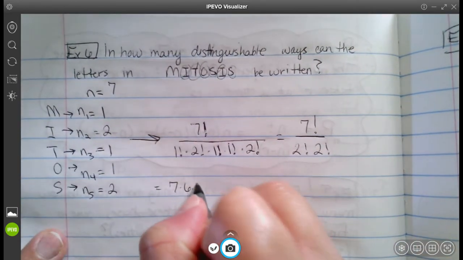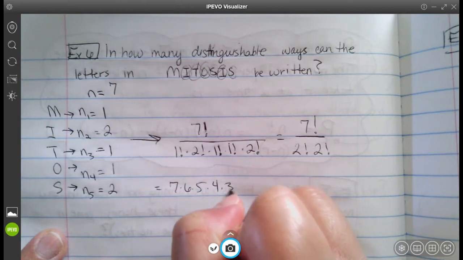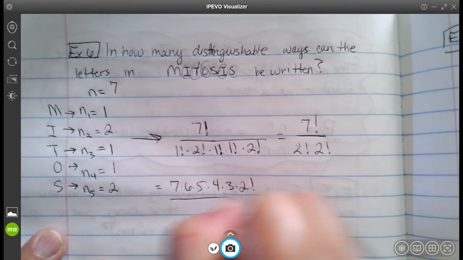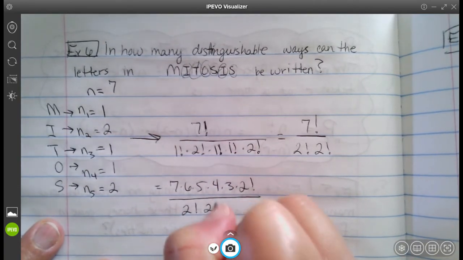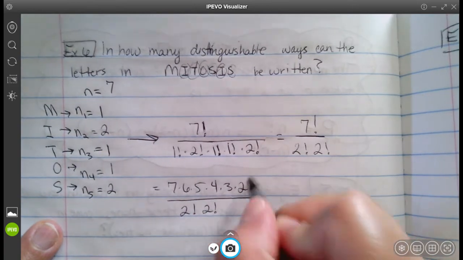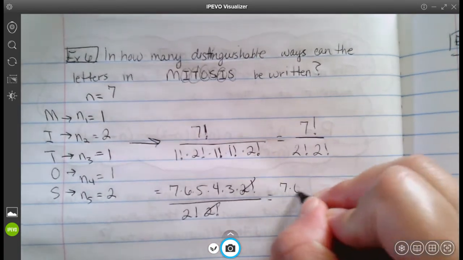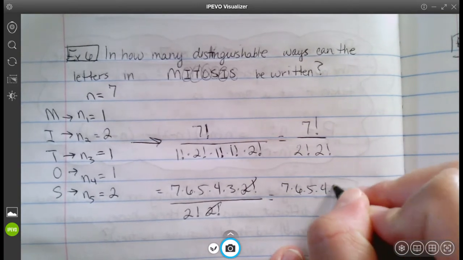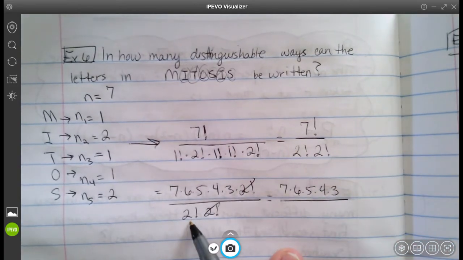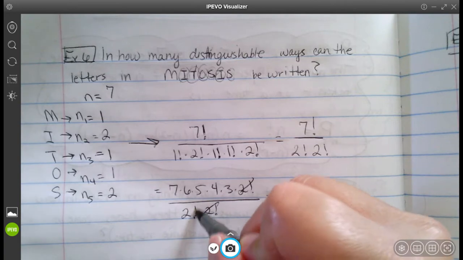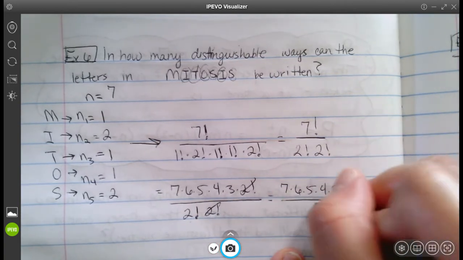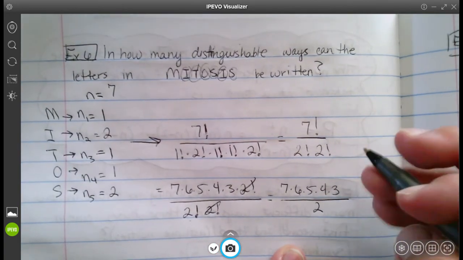So 7 times 6 times 5 times 4 times 3 times 2 factorial over 2 factorial, which gets rid of one of them. Okay, so I'm left with 7 times 6 times 5 times 4 times 3 all over 2 factorial. Remember, 2 factorial is just 2 times 1, so it's just 2. And from here, I can probably simplify it.